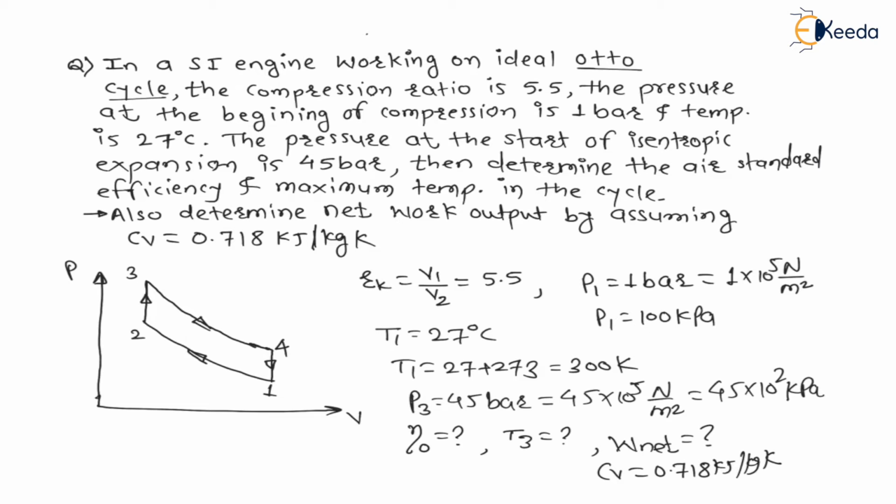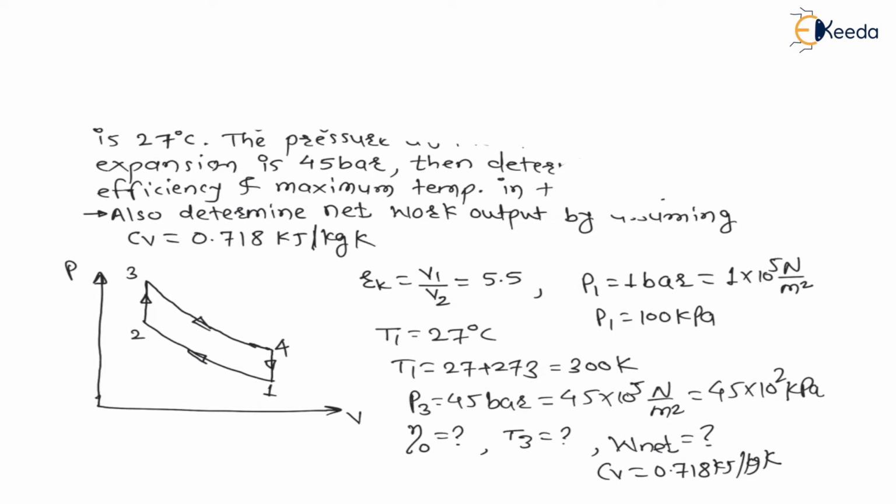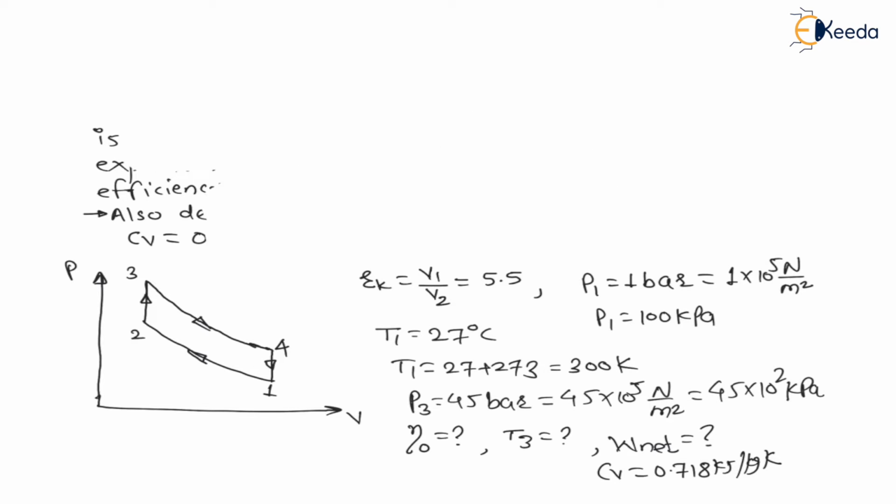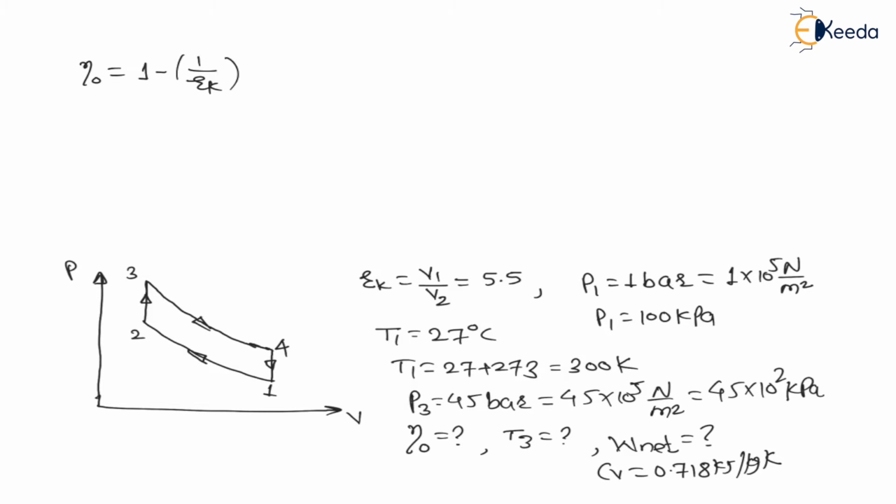So let us find. Now here we have written all the given data. So I am erasing the question. Now let us find one by one. The first question is to find the efficiency of the Otto cycle, or air standard efficiency. Now we know that the efficiency of the Otto cycle is nothing but 1 minus 1 upon rk raised to gamma minus 1. This formula we have derived.